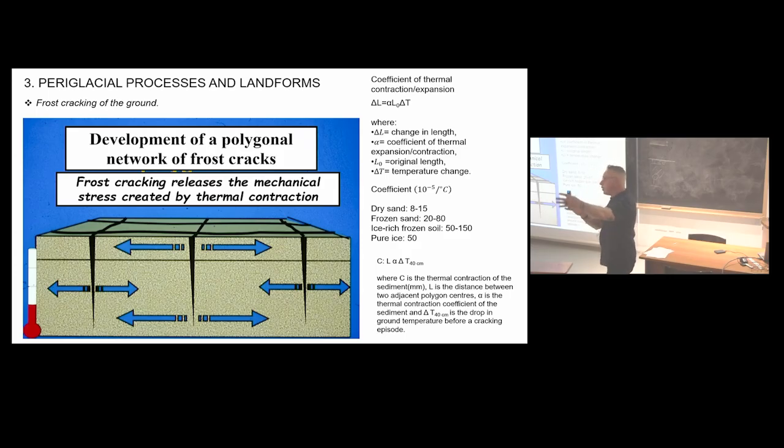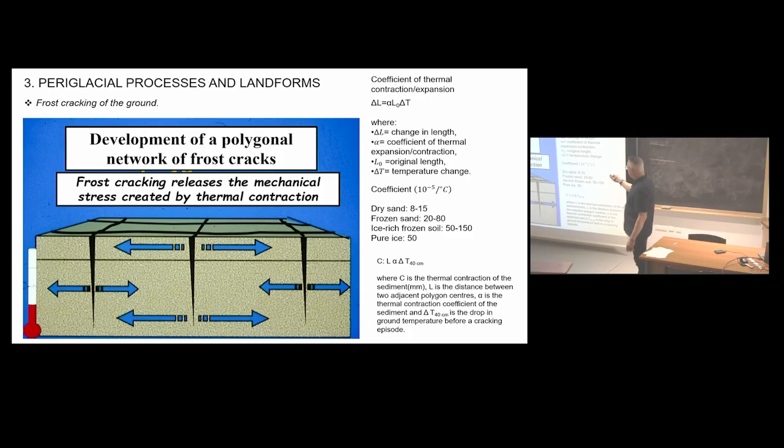Then you have another volume of soil that requires its frost crack. Then you have it perpendicular as well. So you develop this network of open frost cracks by thermal contraction. So here also there's a coefficient of thermal contraction and expansion. Again, if it could be measured in the lab, that would be nice because we have very few values for natural material. So it's the change of length, width, and thickness.